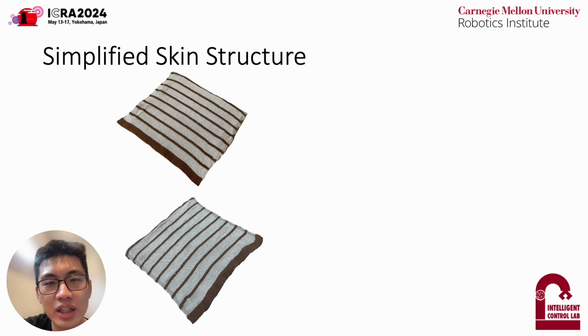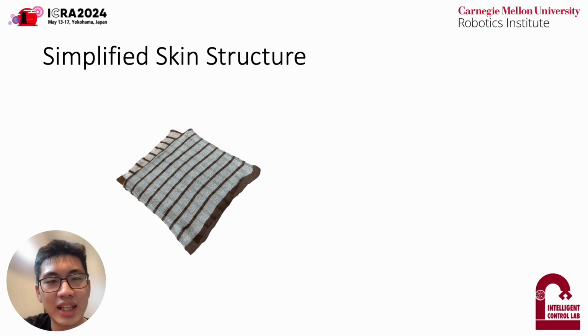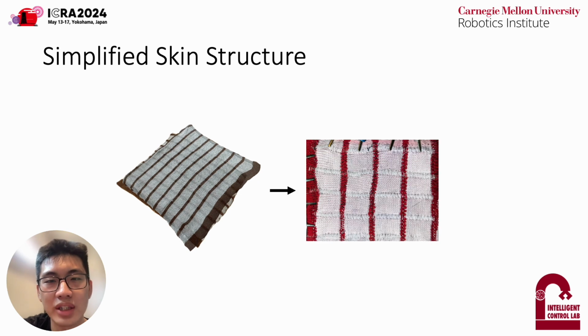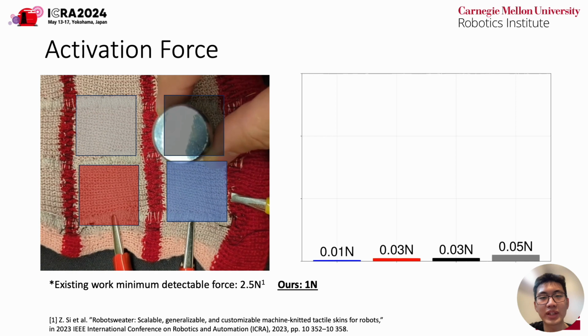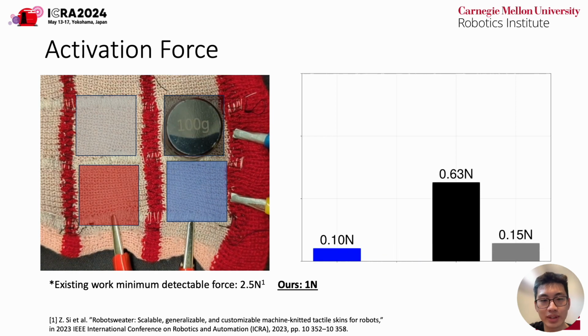Due to our capability of estimating wire resistances of the skin, we can simplify the textile and tactile skin structure to only two layers, without the middle layer that is used to apply a force threshold physically. The removal of the middle insulating layer allows the skin to detect forces as slight as 1 Newton.